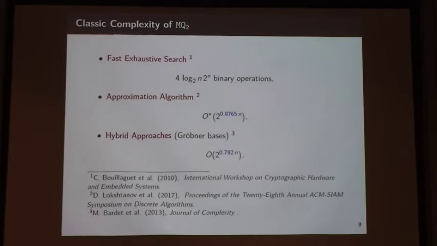And then the third one are hybrid approaches, which are based on Gröbner basis techniques. I'll go into this further in the classical algorithm because this is what we quantize. But these are the best algorithms that we know of for solving the multivariate quadratic problem.